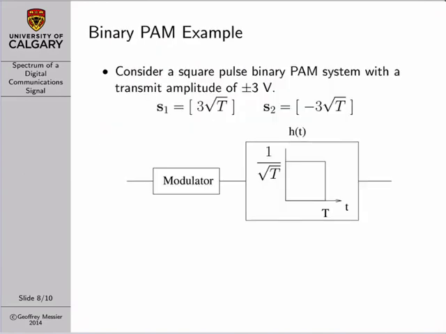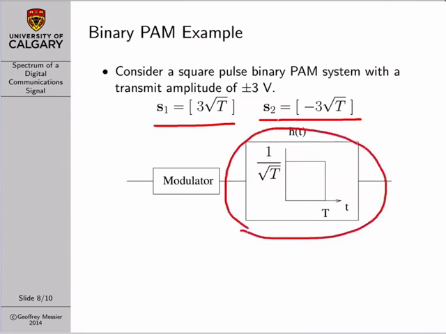And so the last thing I'd like to do is wrap up with an example. So let's use the expression from the previous slide to figure out the power spectral density of a signal transmitted by a square pulse binary PAM modulator. And so this is a picture of the modulator on this slide. The transmit symbols or the information symbols are square pulses with amplitudes of plus or minus 3 volts. So that means the first signal vector is 3 root T. Second signal vector is minus 3 root T, with a single basis function equal to the normalized or the unit energy version of the square pulse.